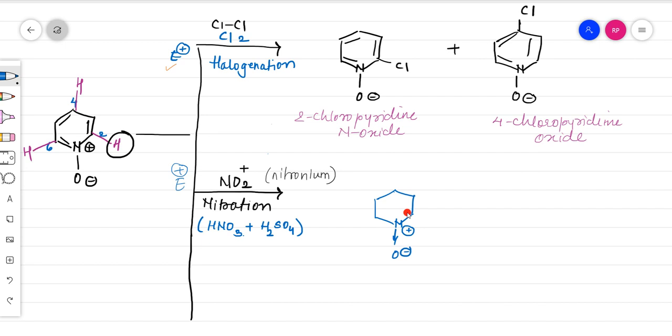Yes, the reaction now exclusively, this pyridine. Yes, tell me first what are the products. What are you going to get? This pyridine and, yes, 2-nitropyridine N-oxide. Okay, and what else can you get?